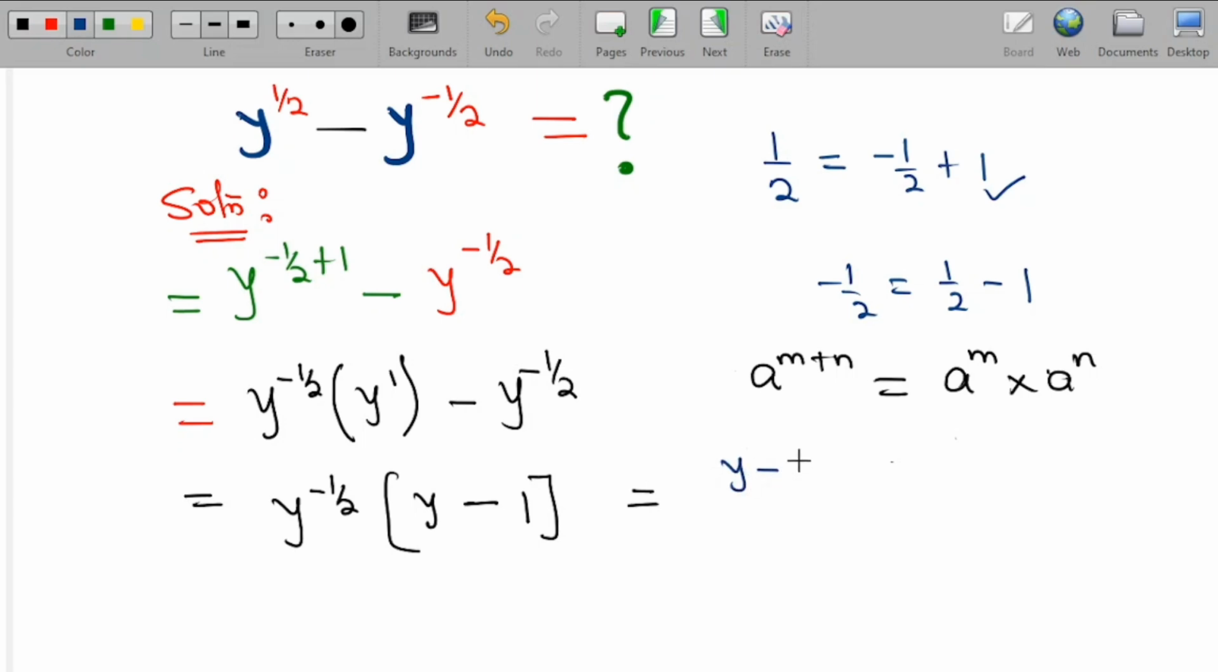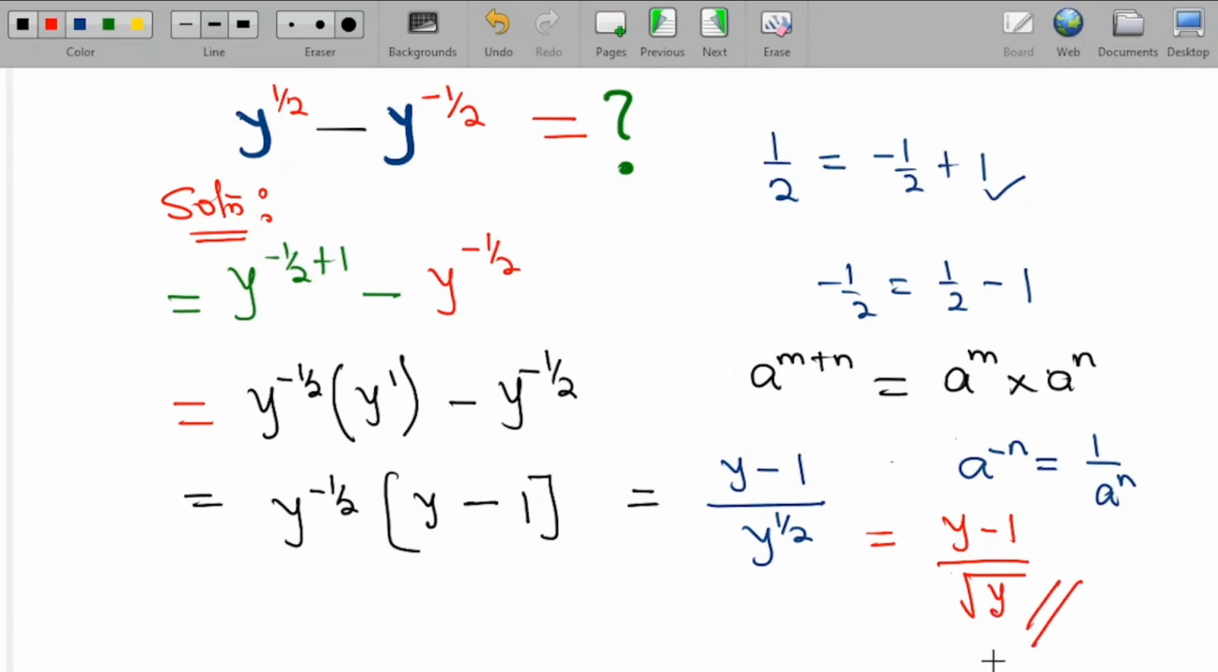So this is going to give us y minus 1 all over y to the power minus half. Remember that there is also another rule that tells us that if I have a raised to the power minus n, it is the same thing as 1 all over a raised to the power n. So I can actually bring this down to become a denominator, and then the power will change to positive half. That gives me the solution to the problem as y minus 1 all over y to the power half. Of course, we know that power half is the same thing as square root of y. And that is the solution to the problem.